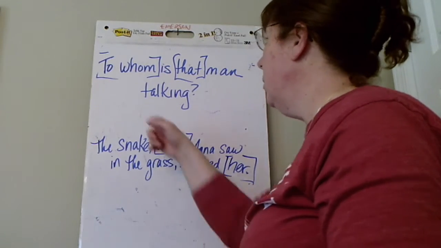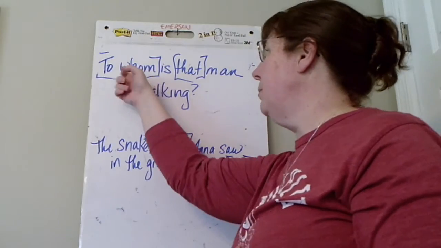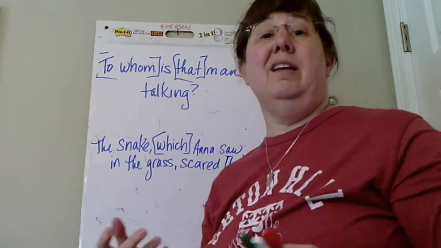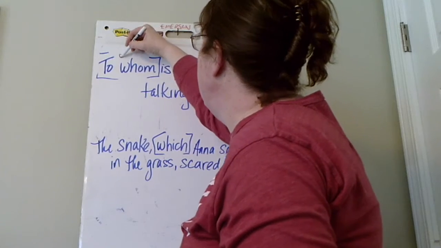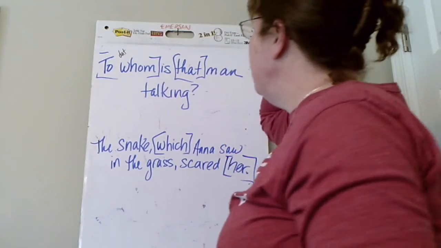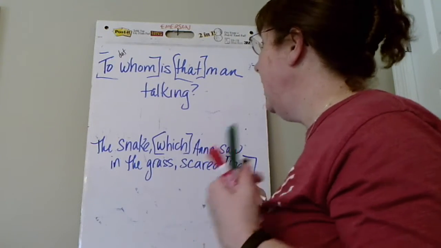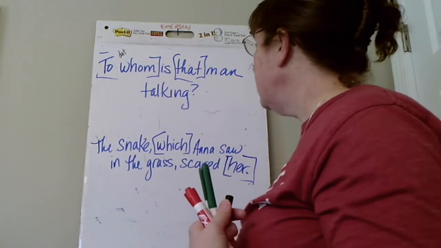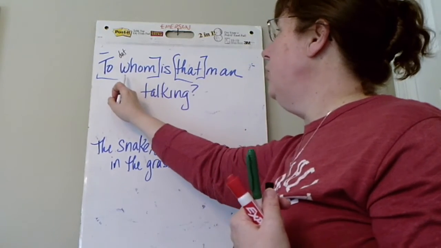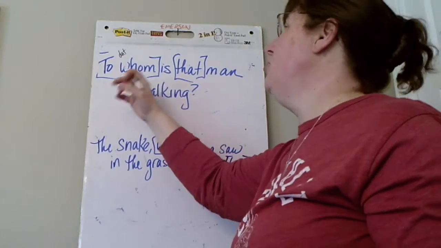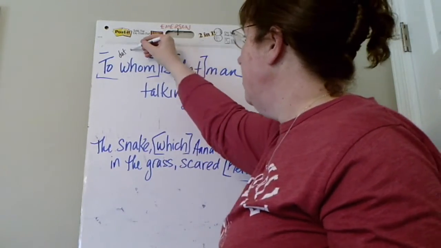So let's start with our relative pronoun. Hopefully by now, if you see a to in front of something like this, you're automatically going to think dative case, right? So to whom, this is going to be dative case, and it's referring to somebody. The guy is doing the talking, so he's talking to somebody. We can assume that it's singular, so this is going to be dative singular.